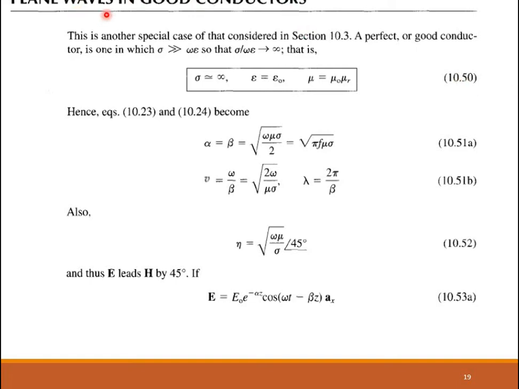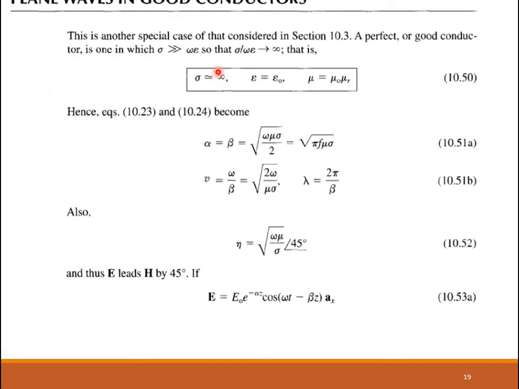This is plane wave in good conductors or perfect conductors. Okay, it's given over here. This is again another special case, a perfect or a good conductor. This is the last case, one where ideally the conductivity is infinity, and epsilon is epsilon naught, mu is equal to mu 0, mu r. So sigma is much greater than omega epsilon. This is the last type of medium, which is a good conductor or a perfect conductor.